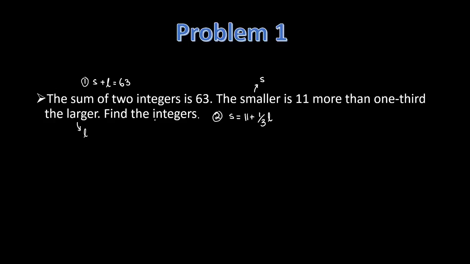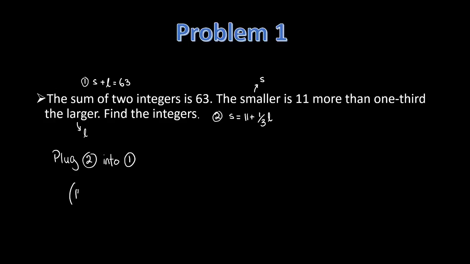But in this case, it's kind of obvious that substitution is the correct way to go because I've already isolated one of my variables. S is equal to 11 plus 1/3 L. And if S is equal to this phrase, then I can just plug in S into equation number one. So my first step is to plug equation 2 into equation 1. Awesome. So let's do that.